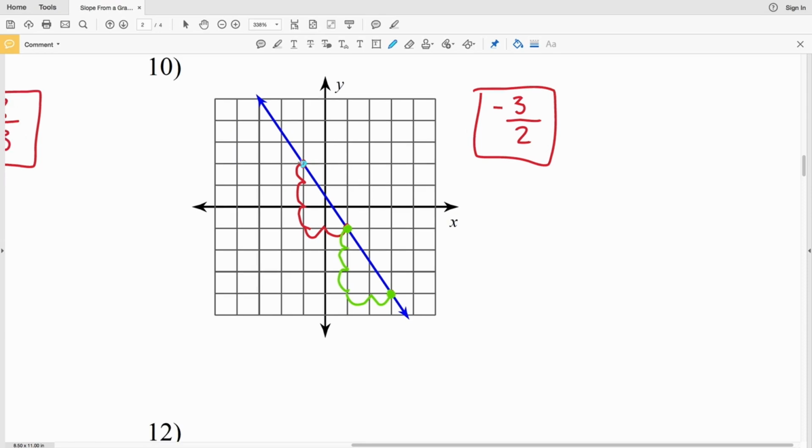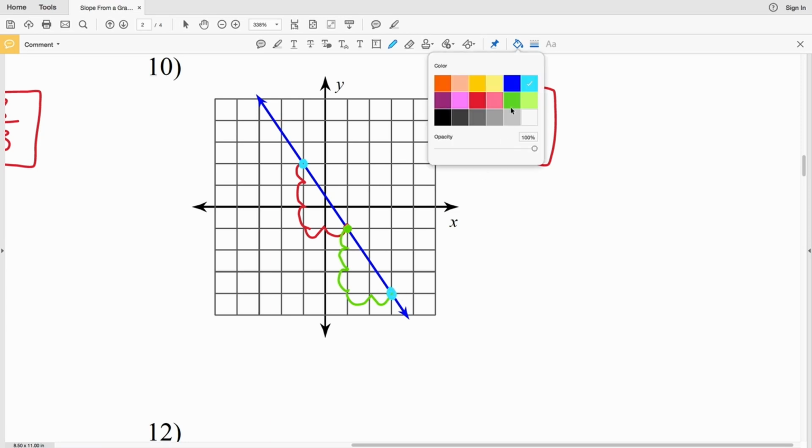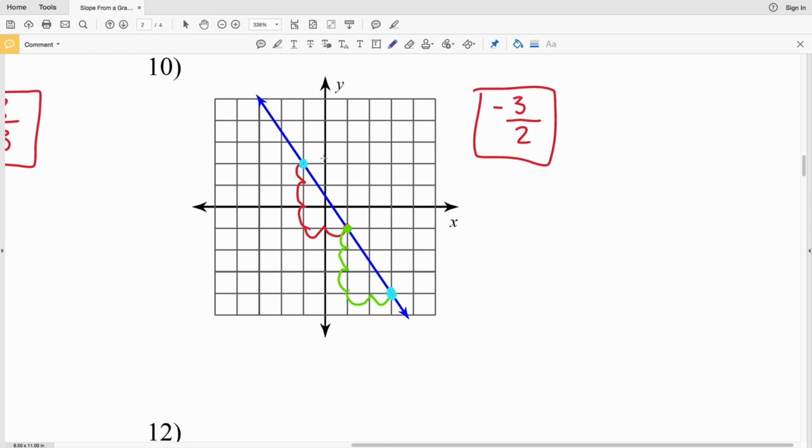Let's say that you use the first point and the last point. Let me pick a different color for that. Let's do purple. So using the first point and the last point, you're going to go down 6, so that's -6, and you're going to go over a +4. This simplifies down into -3/2. So you can see that you can use any set of 2 points to calculate the slope of a line.